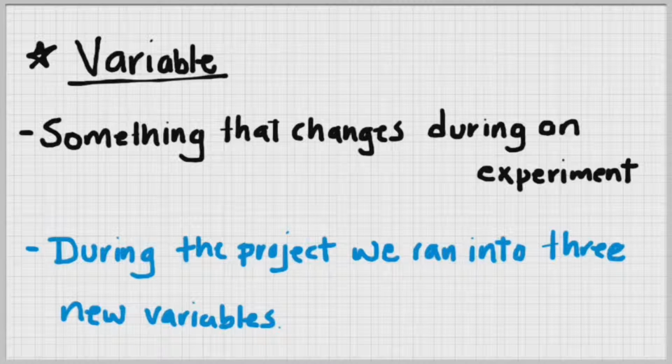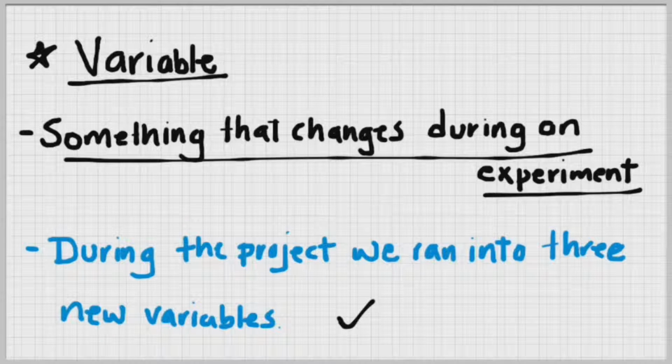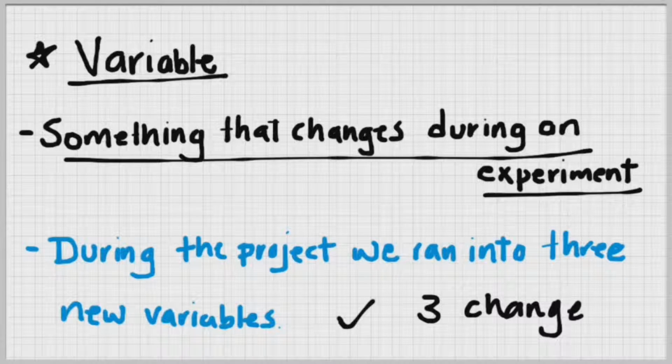So let's give a quick explanation and a brief example. A variable is something that changes during an experiment. An example would be, during the project, we ran into 3 new variables. So what does this mean? That 3 things changed during our experiment. Maybe they changed in measurement, maybe they changed in value, in weight, in density, etc. So those are some things that changed.